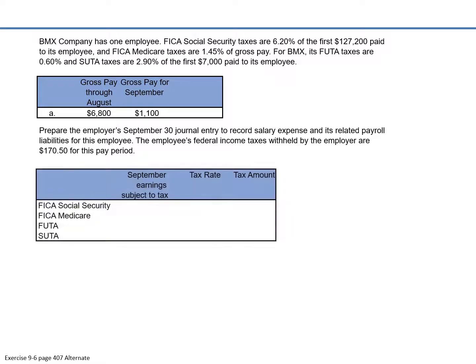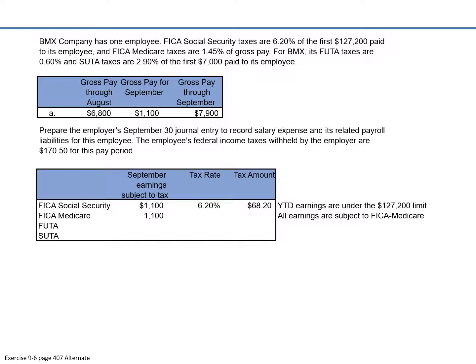All right, so BMX company has one employee. They give us the pay through August and the pay for September. They want us to prepare the September 30th journal entry and related salary expense. So let's compute what the taxes are. So Social Security, the first $127,200 is subject to Social Security tax. So that's all $1,100 for September times 6.2%. Medicare, all earnings are subject. So $1,100 times 1.45%.